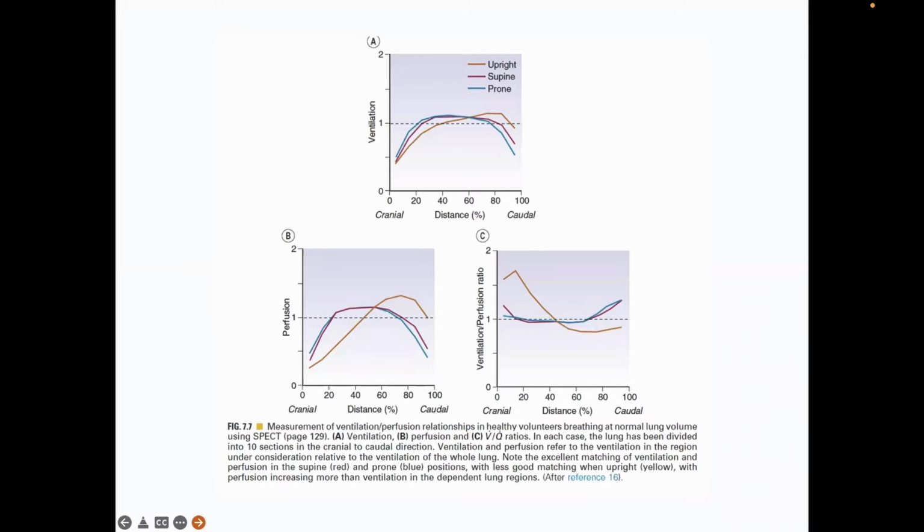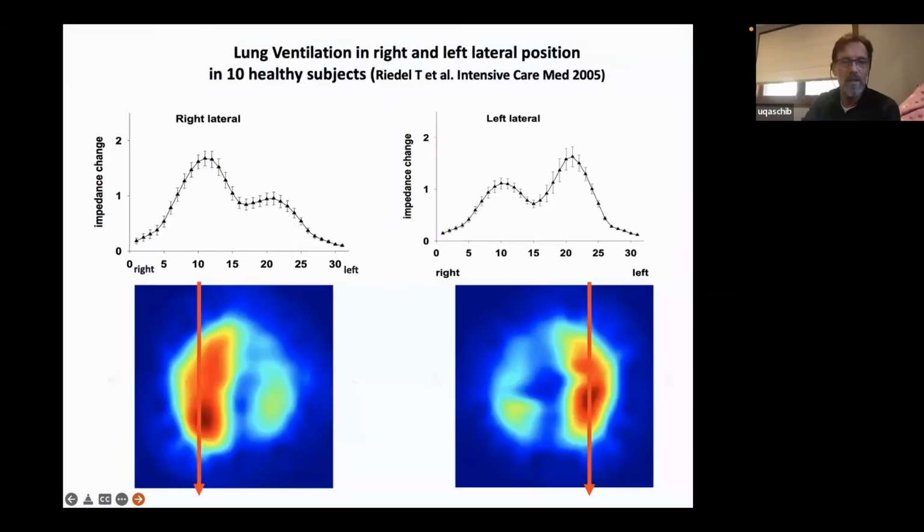Okay, so that means in the so-called cranial caudal axis, prone supine, we can't find a difference. But as soon as we go into the upright position, we start seeing differences, and that's just a description of gravity having an impact on the ventilation or perfusion distribution, or if you take both of them together in the VQ ratio.